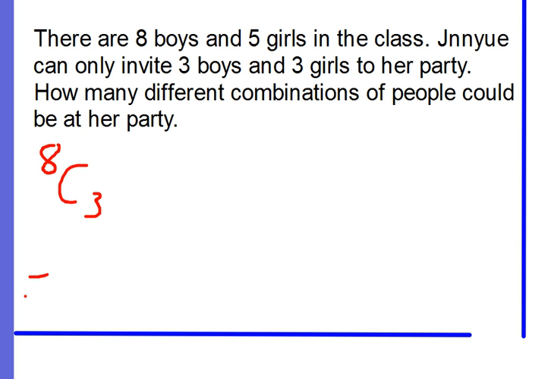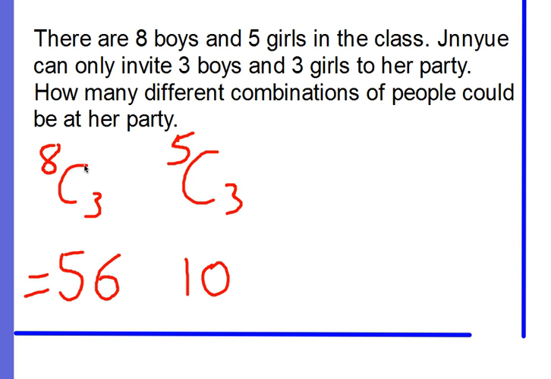And that will be some number, which I'll just grab my calculator. 8, shift, divide, 3. So there's 56 different ways she can choose 3 of the boys. That's a lot of combinations from the 8 boys. What about the girls? She's got 5. She can choose 3. So 5C3. 10.